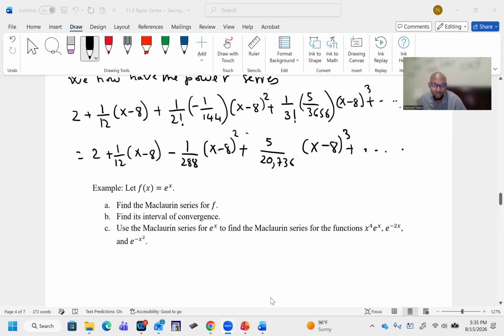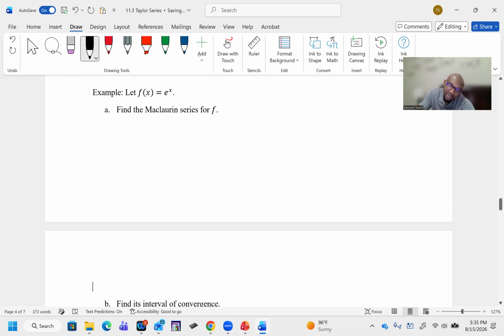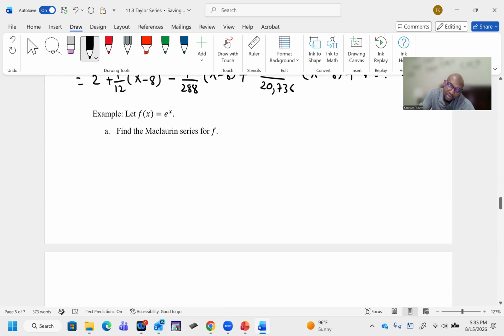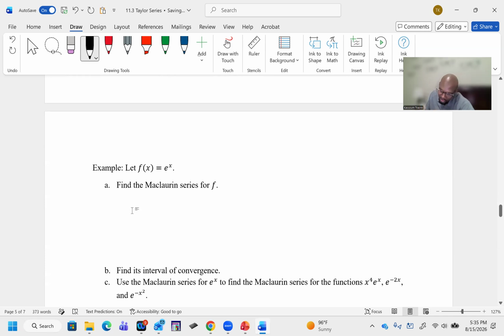So now we have this question. Let f of x be equal to e to the power of x. A, find a Maclaurin series for f. Question A is easy to do, right? We have done something similar with A already.